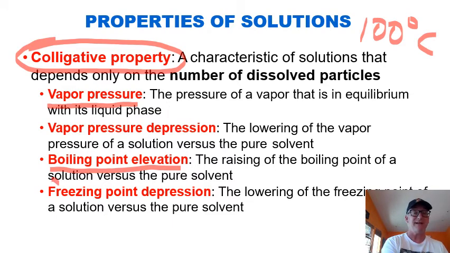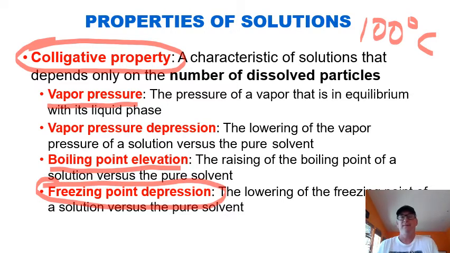The other thing it does is lower the freezing point. And that's basically how Fahrenheit came up with his scale of temperature. He started at a freezing point depression mark. He looked at the freezing point of salt plus water.